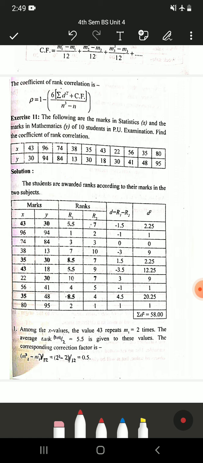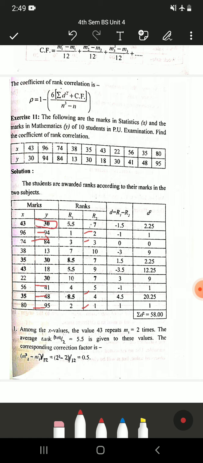So the first highest marks is 95, so he gets the first rank. The next one is 94, gets the second rank. 84 marks, gets the third rank. The next highest is 48, so he gets fourth rank. Then 41 gets the fifth rank. So the next highest number is 30.